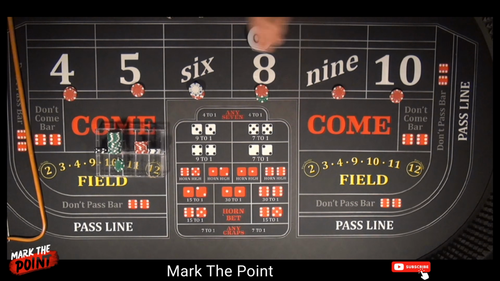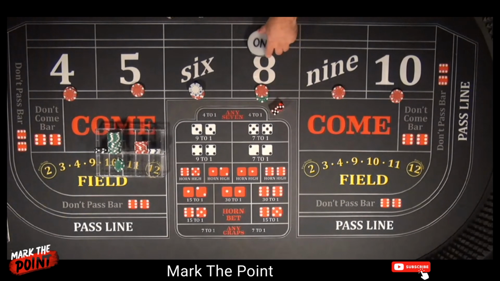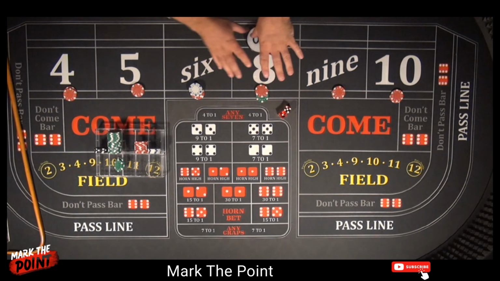Great job, shooter. That is our point. Let's go ahead and turn off the point. All right. Oh, wow. Back on the 8. That's another 5-3-8. Let's mark it up. All right, let's go, shooter. Here we go. There's a 6. That's a 5-1-6. So we did a power press on this one.